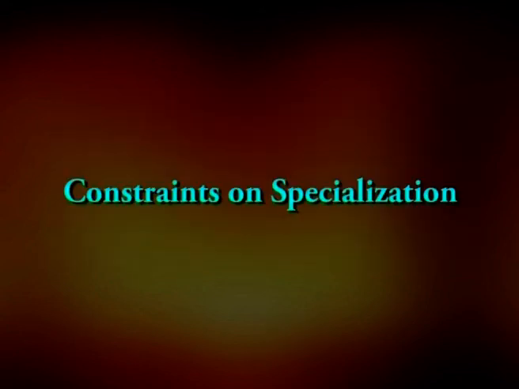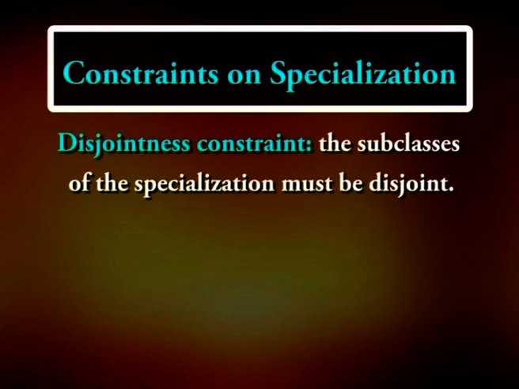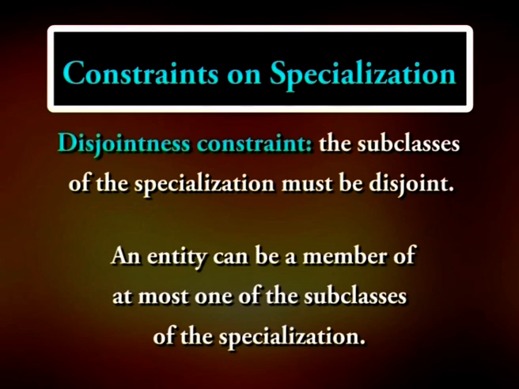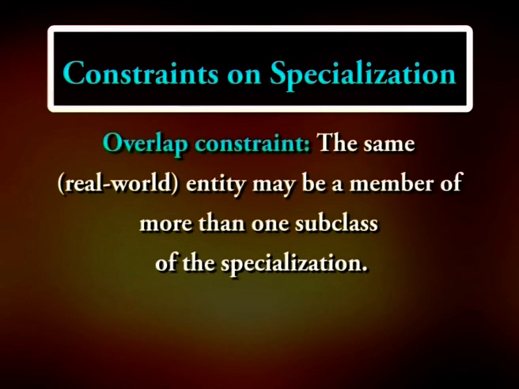Then some of the constraints on specialization are: first is the disjointness constraint, which specifies that the subclasses of the specialization must be disjoint. This means that an entity can be a member of at most one of the subclasses of the specialization. The second is the overlap constraint, that is, the same entity may be a member of more than one subclass of the specialization.